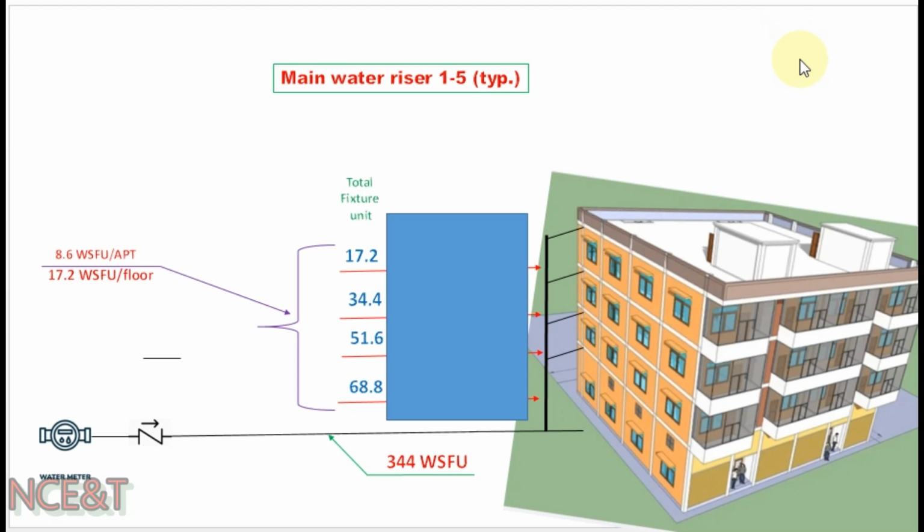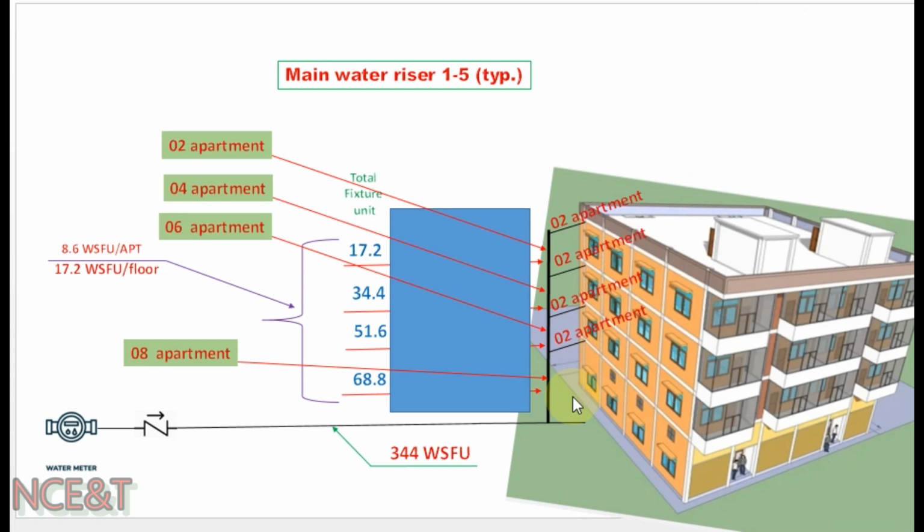Let us now design the water supply piping network for this building using the calculated allowable pressure drop. This is one of the water supply risers supplying water to this building. You can see there are 4 branches coming out from this riser and going to each floor. Each branch is supplying water to 2 apartments. So the top portion of this riser is supplying water to 2 apartments, and the load value here is 17.2 water supply fixture units.